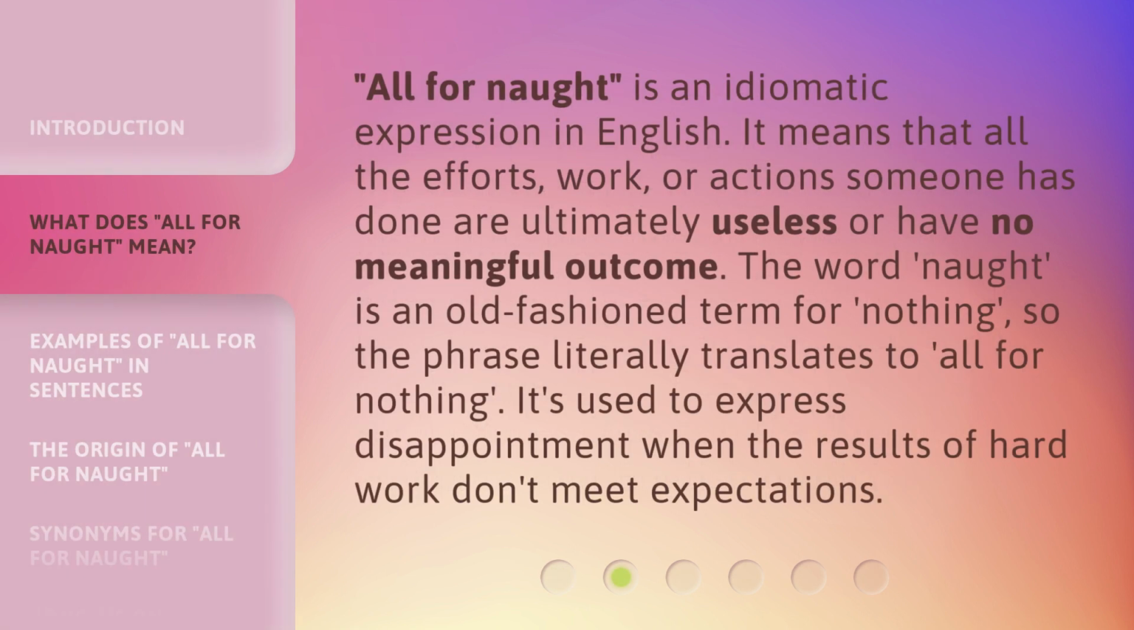All for naught is an idiomatic expression in English. It means that all the efforts, work, or actions someone has done are ultimately useless or have no meaningful outcome. The word naught is an old-fashioned term for nothing, so the phrase literally translates to all for nothing. It's used to express disappointment when the results of hard work don't meet expectations.